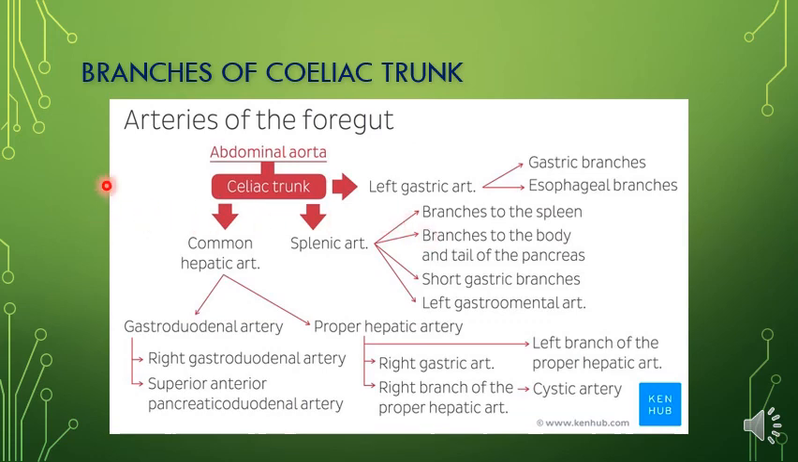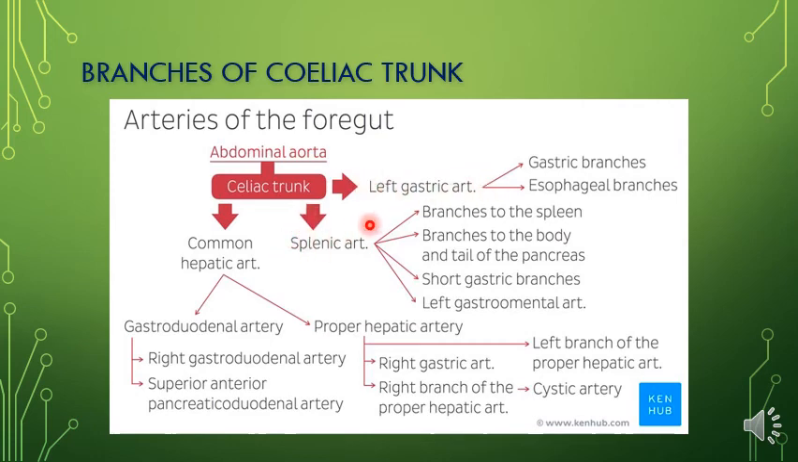And just to summarize, the branches of the celiac trunk are also called arteries of the foregut. Celiac trunk divides into left gastric, splenic and common hepatic. Left gastric gives rise to gastric branches and esophageal branches. Left gastric ends by anastomosing with the right gastric artery along the lesser curvature of the stomach.